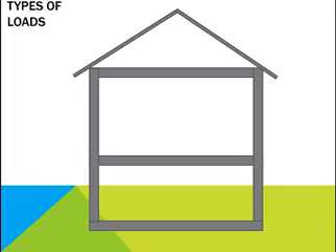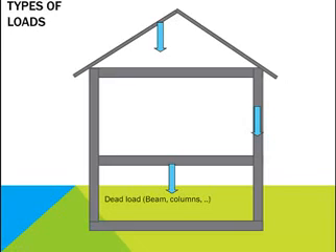What are the different types of loads acting on a structure? Let's look at this house and see what loads may apply here. First one is the dead load due to beams, columns and so on. That is due to the load of the structure itself.